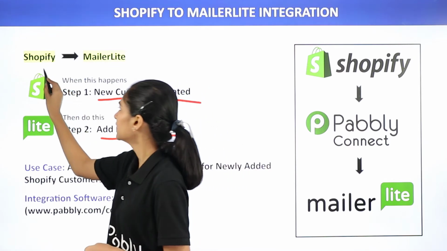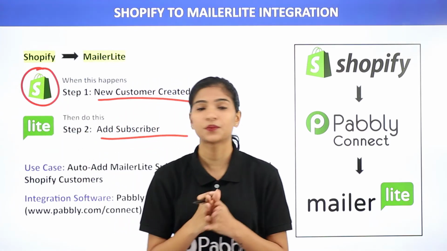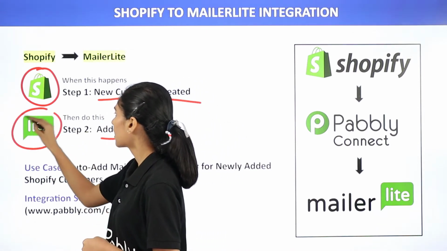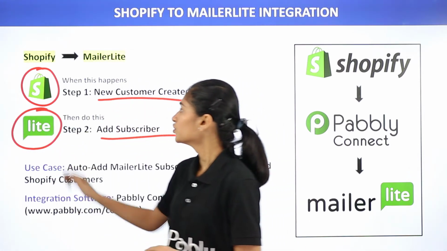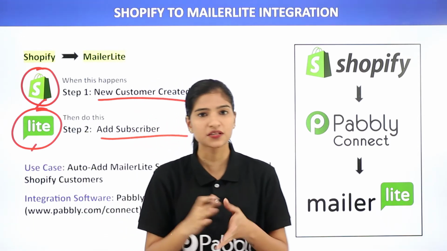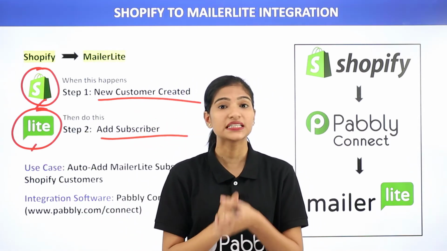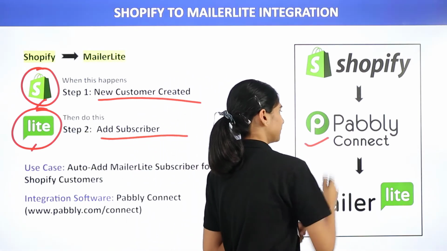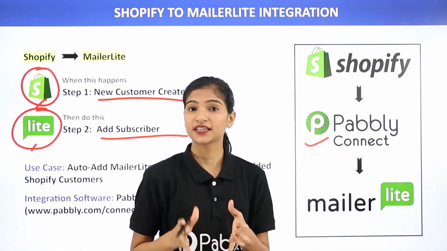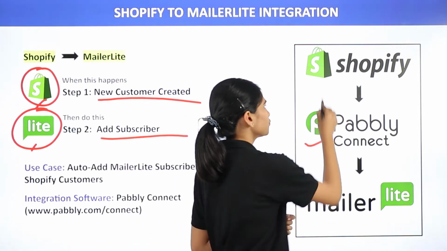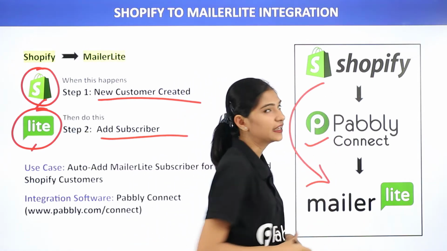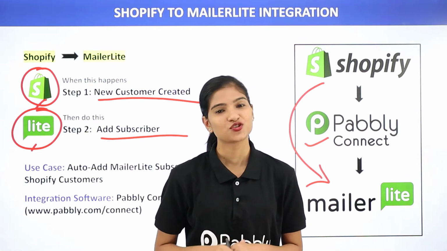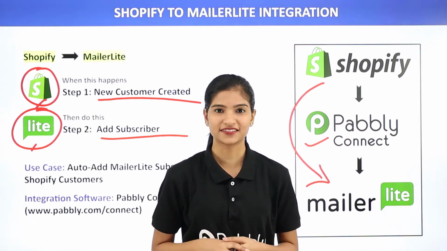So Shopify is an e-commerce platform where you can set up your online store and sell your products, whereas MailerLite is an email marketing software. Although Shopify and MailerLite have some native integration between them, this integration has certain limitations, and that is why we are going to use Pabbly Connect. So Pabbly Connect is an integration software which will help you to transfer data from Shopify to MailerLite. The best part here is you don't require any knowledge of coding. So let me show you this on my screen.